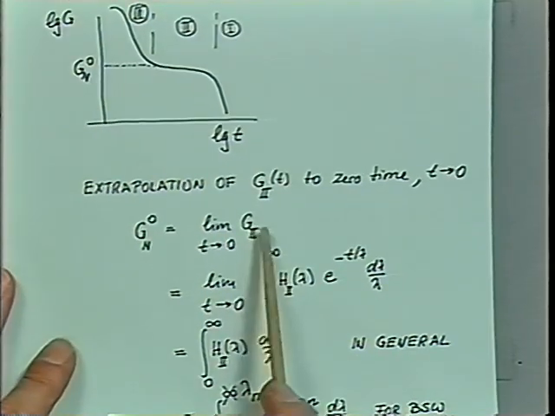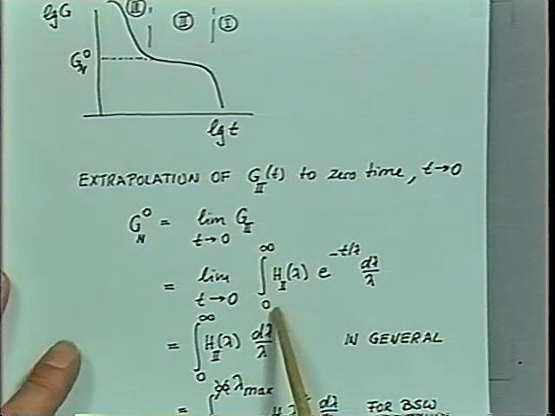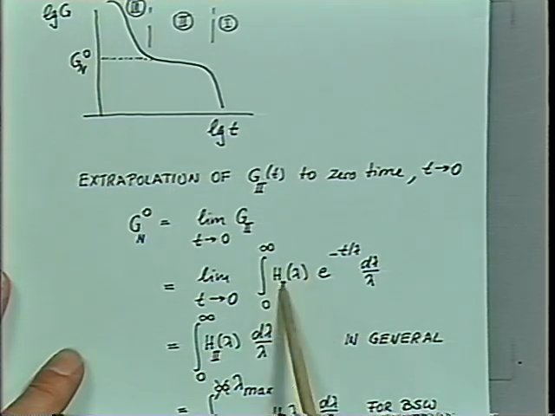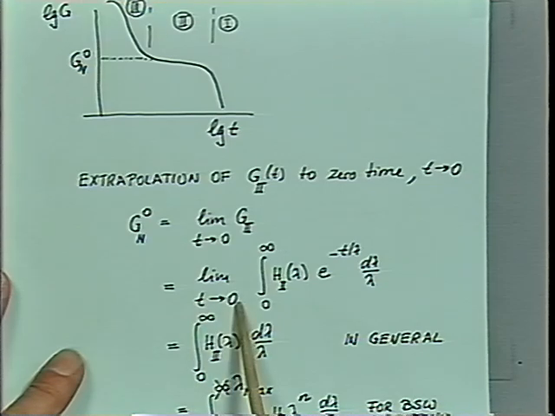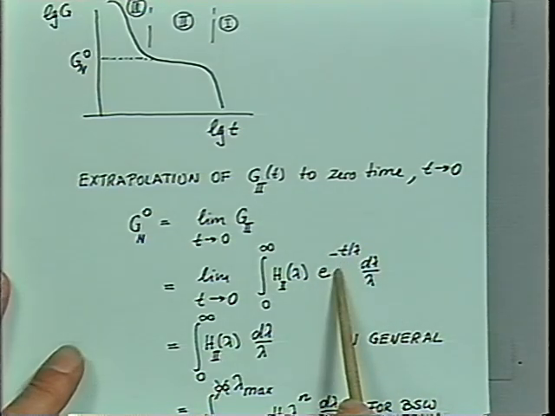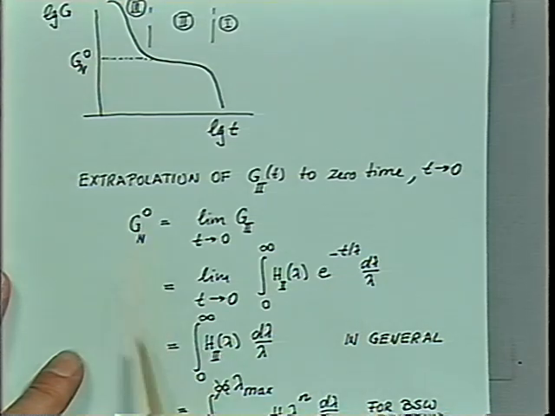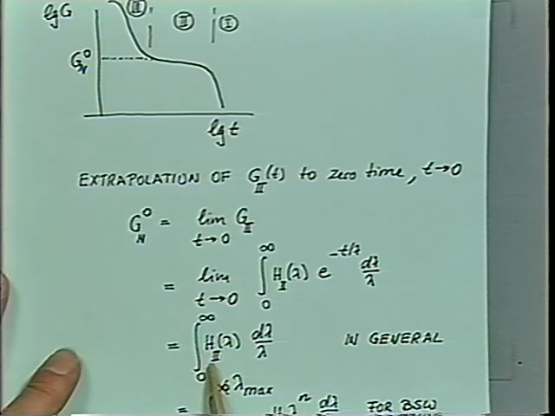We would describe the modulus in terms of the spectrum, where the modulus is the integral from 0 to infinity of the spectrum times e to the minus t over lambda, d lambda over lambda. And we take the limit for t equals 0. Now, this limit only affects the exponential function. It says that this exponential function goes to 1, and our modulus is given by the integral of h times d lambda over lambda from 0 to infinity.